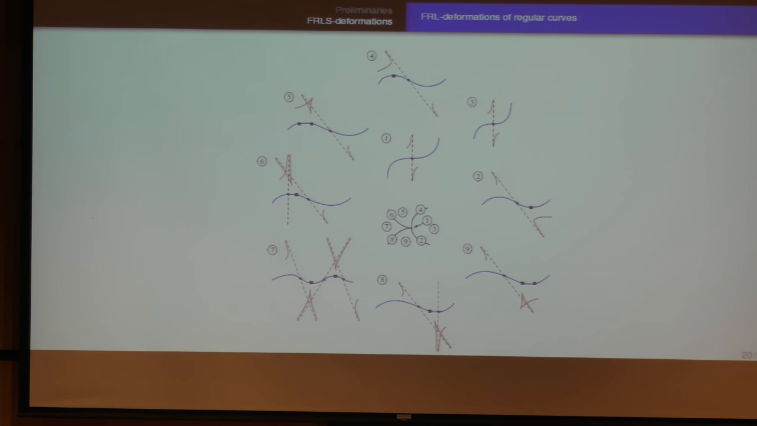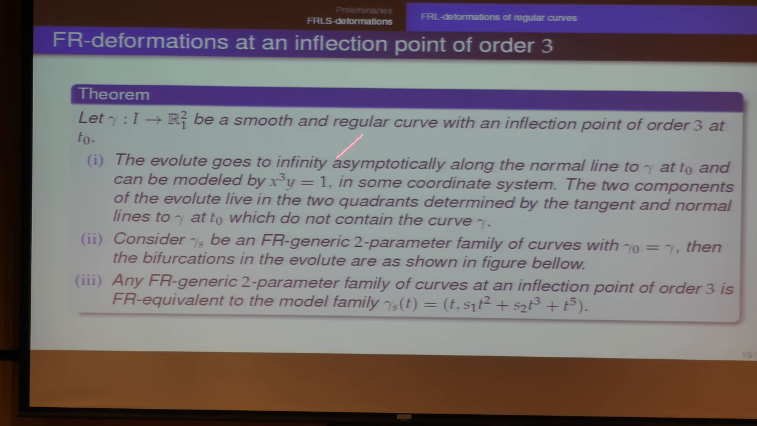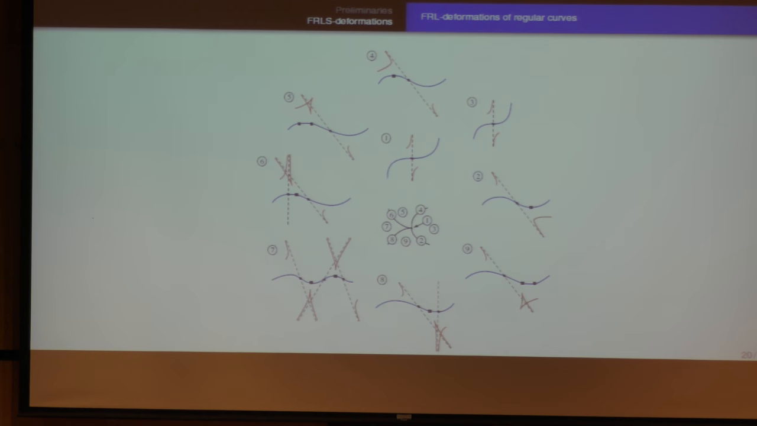The evolute goes to infinity asymptotically along the normal line. The two components live in the two quadrants which do not contain the curve and can be modeled by x cubed y equal to 1 in some coordinate system. Okay. Secondly, if we have an FR generic two-parameter family of curves which contain the original curve, then the bifurcations on the evolutes are given by this figure. Okay. We observe here that the bifurcation diagram is composed of a cusp curve corresponding to inflection points of order 2 and a regular curve corresponding to vertex of order 2.